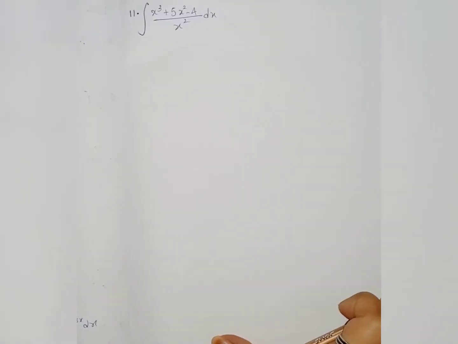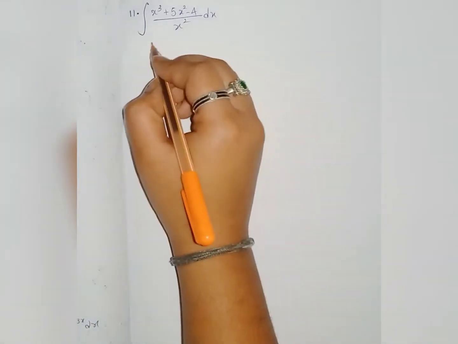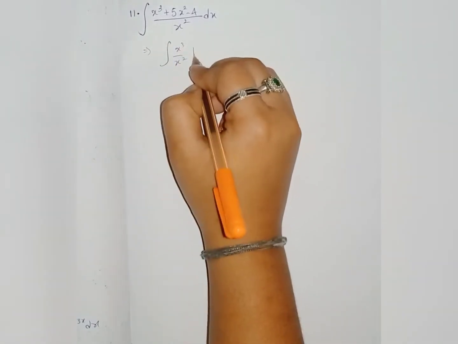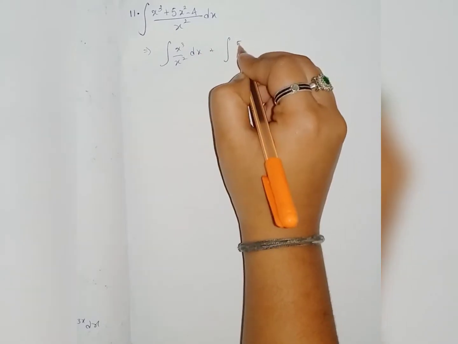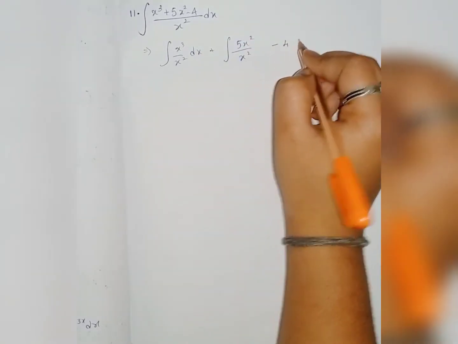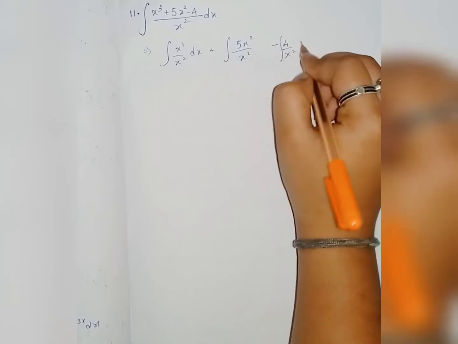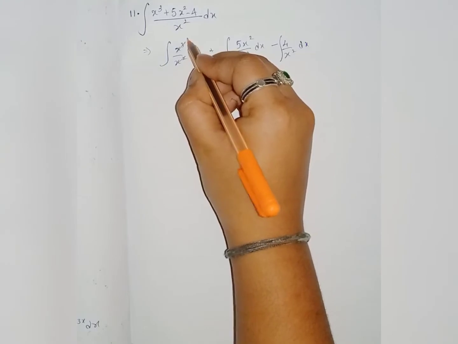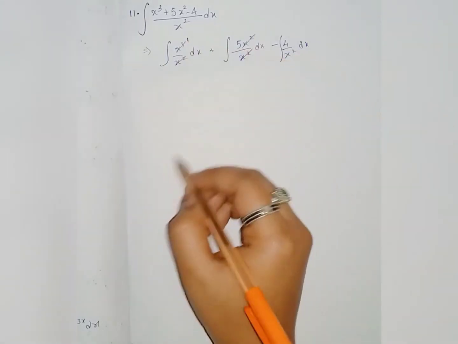The 11th question, integration of (x cube plus 5x square minus 4) by x square dx. Divide each term by x square. Integration of x cube by x square dx plus integration of 5x square by x square minus 4 by x square. Okay, now we can see we can cancel it. So there will be 1 x left out. These two x's get cancelled.